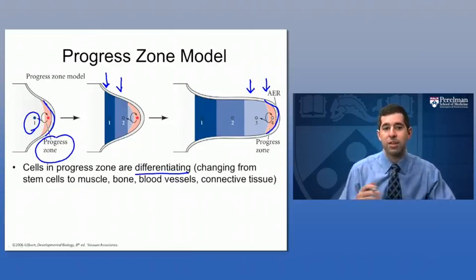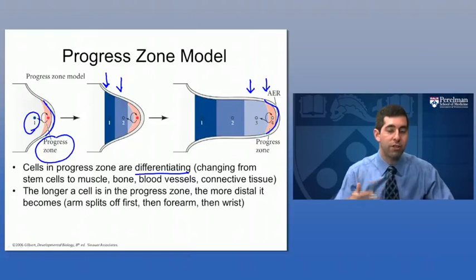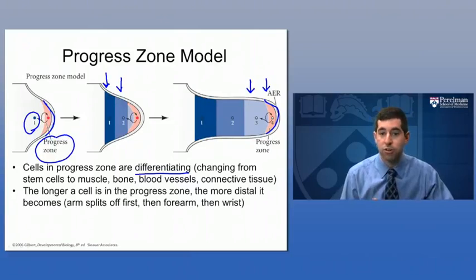So again, the idea is over time, the longer a cell is in that progress zone, the further it's going to travel under that apical ectodermal ridge, the more distal it's going to end up, and therefore the more distal of a structure it's going to become. The arm cells come off first, the forearm cells come off next, the wrist cells come off after that. And recognize, it's a little bit more complex than that, because even the cells that come off to become part of the arm become many different types of cells. Again, muscle, bone, blood vessel, connective tissue, etc.